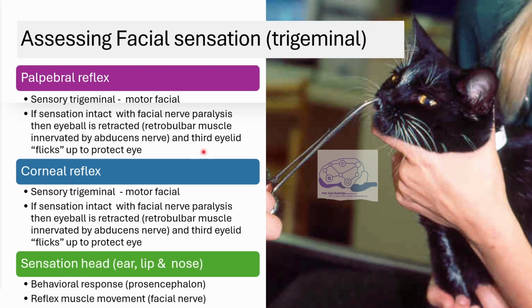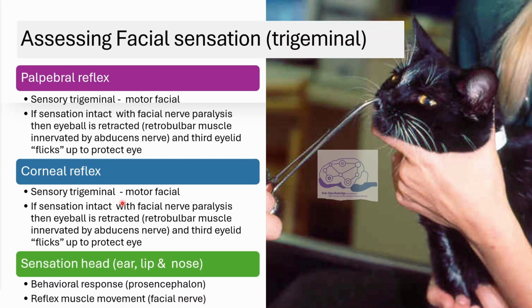Now, they look different depending on which nerve is not working. And if the trigeminal is not working, then simply nothing will happen. The animal won't react to the eye being touched, or the palpebral area being touched, and there won't be a blink. However, if sensation is intact and there's a facial nerve paralysis, then the eyeball is retracted to protect it, and that is the retrobulbar muscle innervated by the abducens nerve, and the third eyelid will flick up to protect the eye. And the same will happen with the corneal reflex.